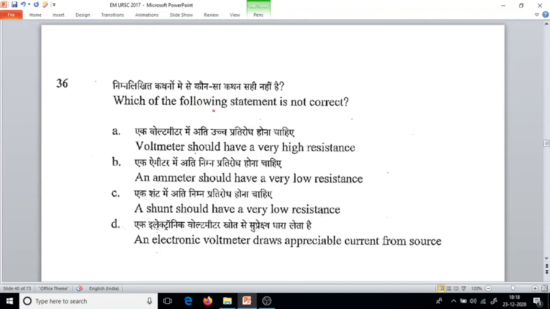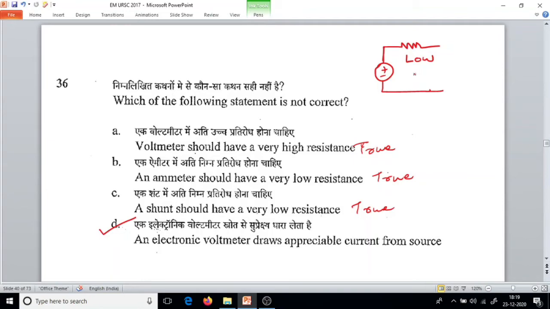Which of the following statement is not correct? Voltmeter should have very high resistance. It is true. Ammeter should have very low resistance. True. A shunt should have very low resistance. True. An electronic voltmeter draws appreciable current from source. No, you should know, whatever the measuring instrument, it should draw very low current. Now let me tell you. See, we have a voltage source, plus minus. The voltage source has a series resistance with it. Is this resistance low value or high value?